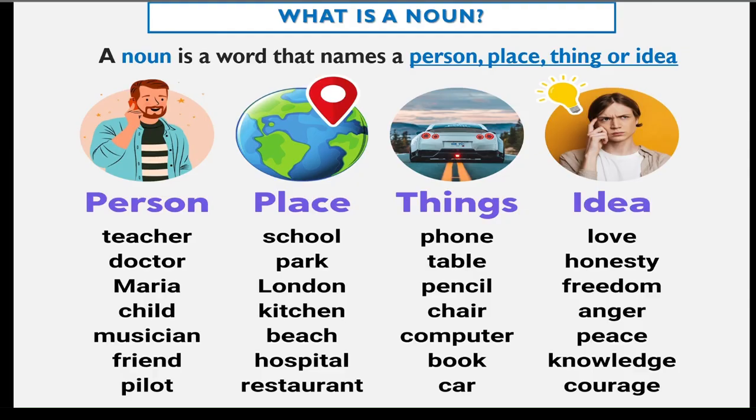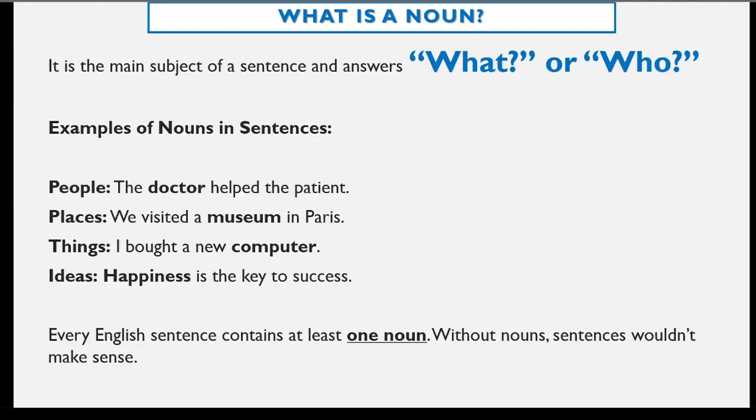What is a noun? A noun is a word that names a person, place, thing, or idea. It is the main subject of a sentence and answers what or who. Examples of nouns in sentences. We have here people. The doctor helped the patient. Doctor is a person.